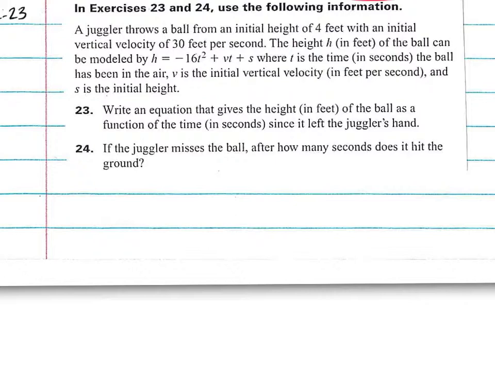So for 23, or in our case on the test 22, we're going to start with writing the vertical motion model by plugging in the numbers that we know. So we're going to get h equals, substituting in things we know, negative 16t squared plus vt. V is the initial vertical velocity, and we were told that that was 30. So that's going to be plus 30t, and plus the initial height of s. The initial height is 4, so plus 4. And that will take care of the first question, just writing the equation.